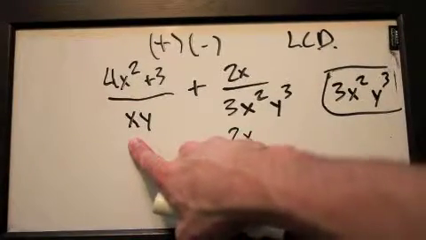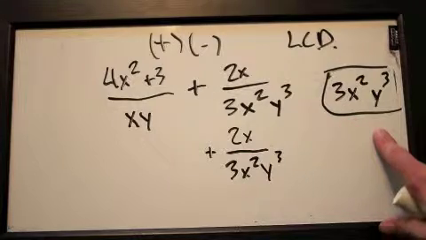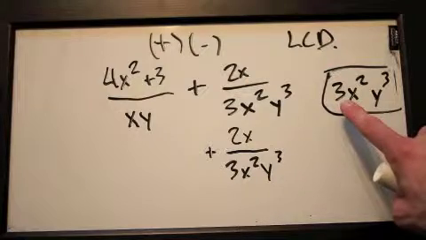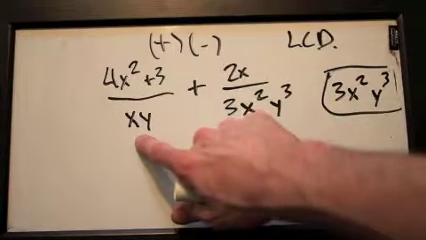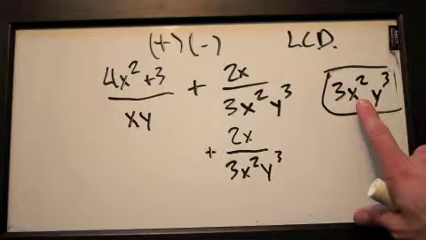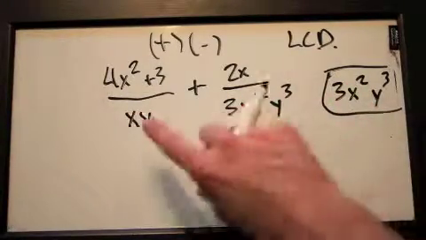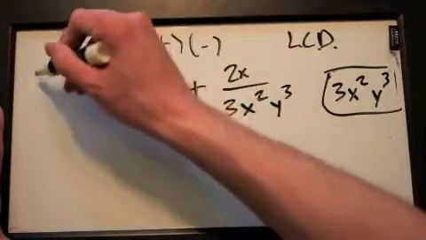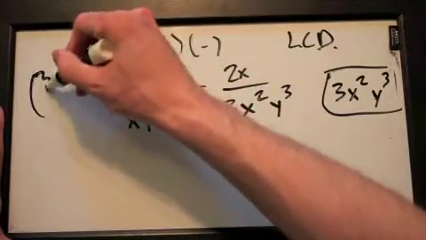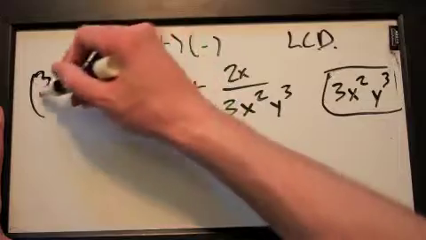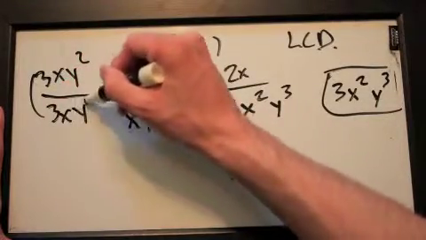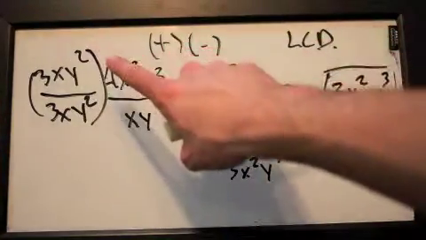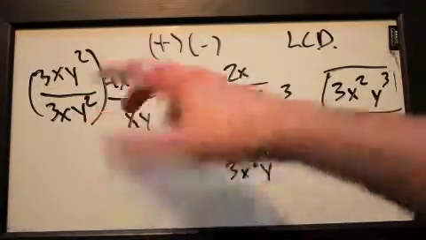Over here, however, we've got xy, and we need it to be 3x squared y cubed. Well, I'm going to need to multiply it by 3 to get to this, but I'm also going to need to multiply the x by x to get to x squared. And I'm also going to need to multiply the y by y squared to get to y cubed. So I'm going to multiply this whole side over here by 3xy squared over 3xy squared. Okay? Because if you think about it, 3xy squared over 3xy squared is just 1.